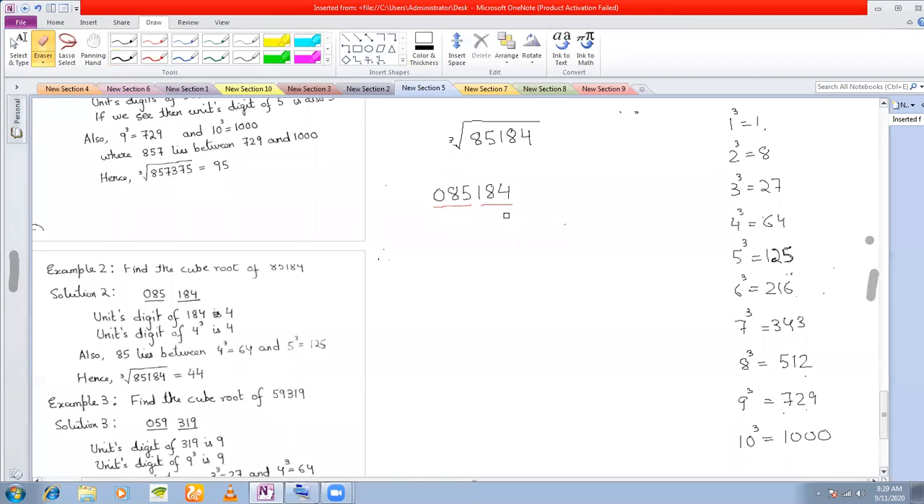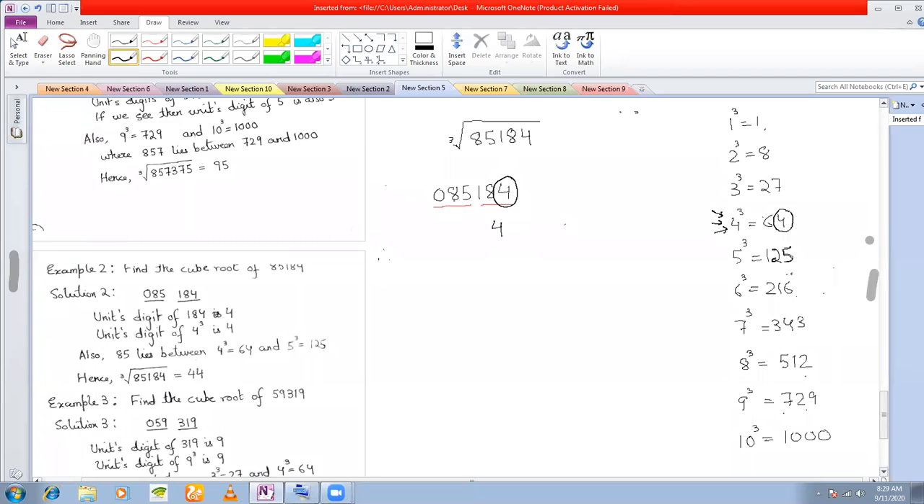Next, I will look at the first group, 184. In 184, what is the units digit here? 4. Now you see the cube numbers. In all these cube numbers, which has the units digit 4? 64 has the units digit 4. Therefore, we choose 4 here. Okay, so I write a 4 here.